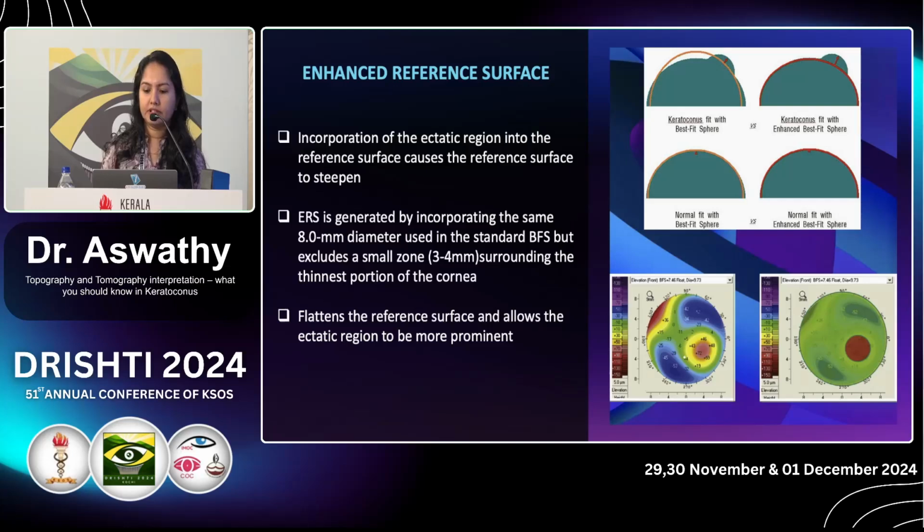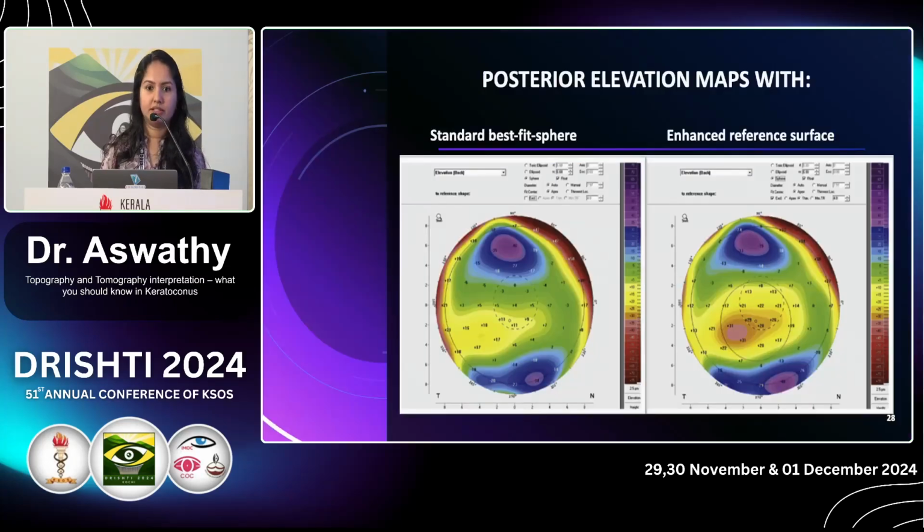So to circumvent this problem, we have come up with an enhanced reference surface which excludes a small zone of 3 to 4 mm surrounding the thinnest location. So when that area is excluded, it flattens the reference surface and allows the ectatic region to become more prominent. So this is in comparison, the cornea in comparison to the best fit sphere and the enhanced reference surface. This again is more prominent with the enhanced reference surface being used.